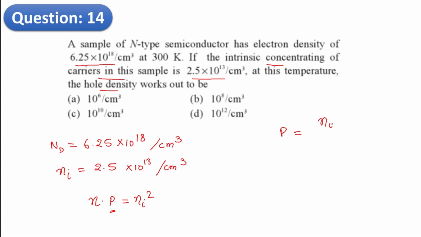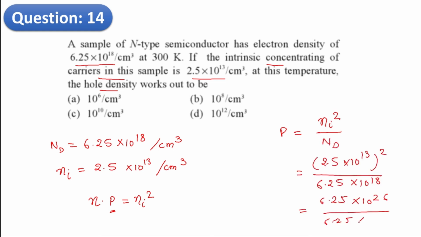So Ni square, that is 2.5 into 10 to the power 13 squared, divided by Nd. So what is Nd? Nd is 6.25 into 10 to the power 18. So this is 2.5 square, that is 6.25 into 10 to the power 26, divided by 6.25 into 10 to the power 18. So this is approximately equal to 10 to the power 8, since 26 minus 18 is 8. So 10 to the power 8 per centimeter cube, that is option number B, which is the correct option.